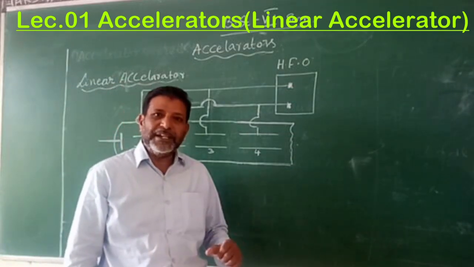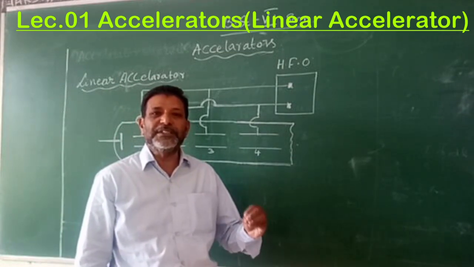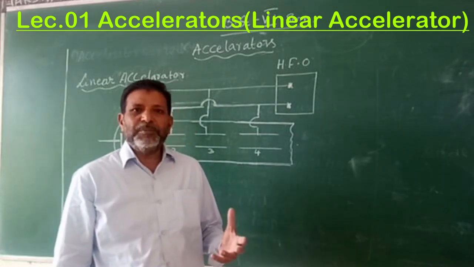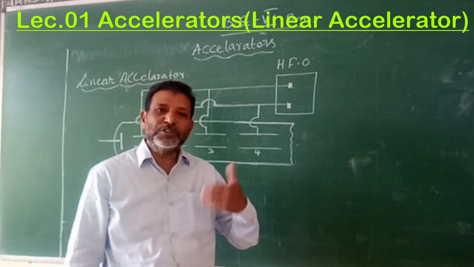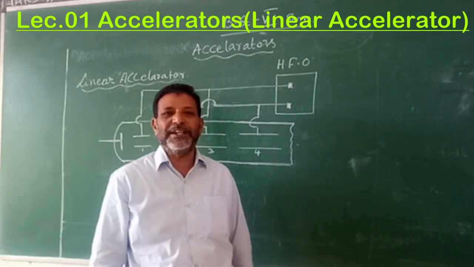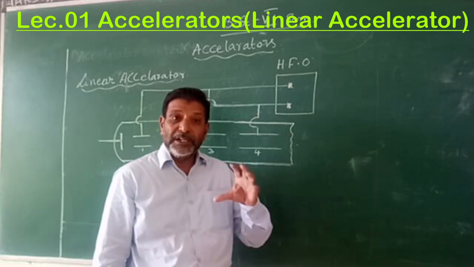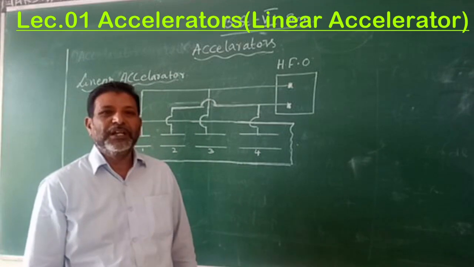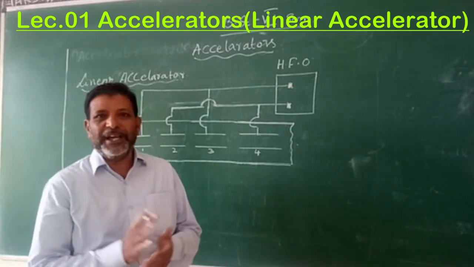Then, what is an accelerator? An accelerator is a device which is used to increase the energy of a charged particle. Every charged particle, no doubt, has some energy. Suppose we want to increase its energy, then what do we have to do? By using accelerators, we can increase the energy of the charged particle. The device we use to increase the energy of the charged particle is called an accelerator.